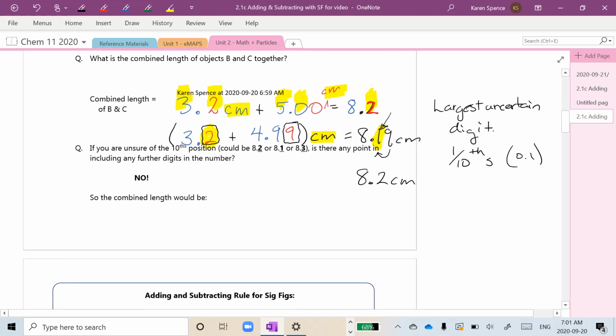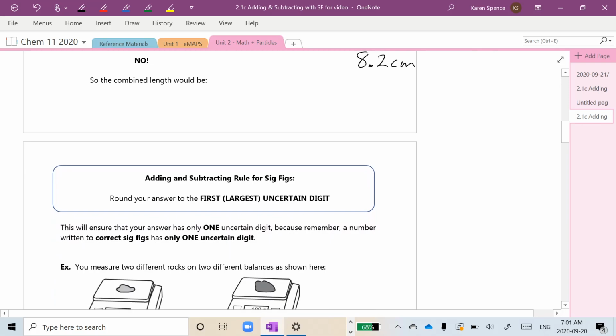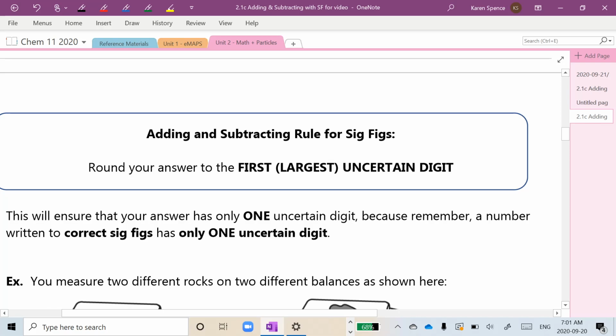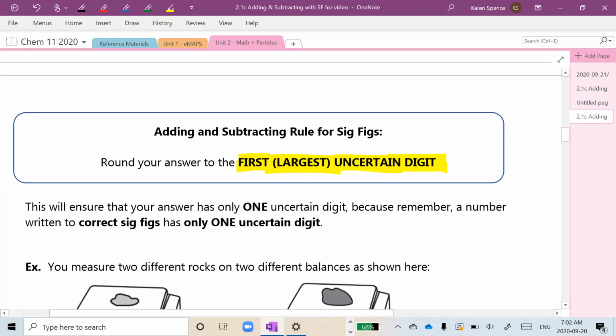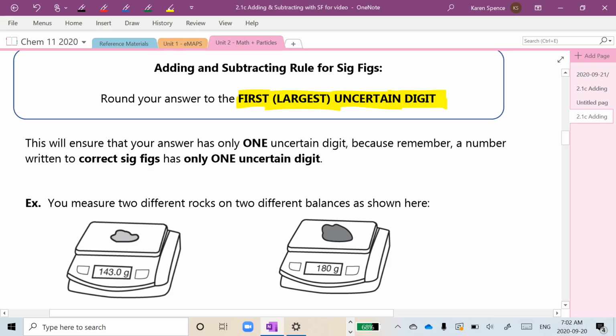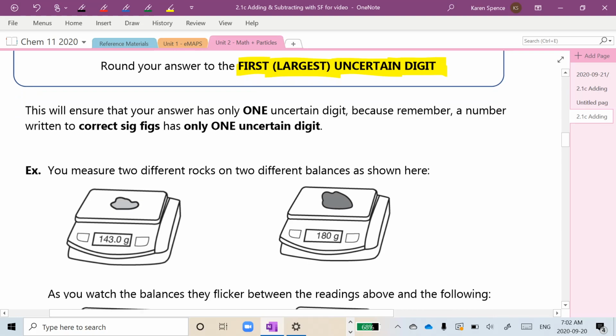And the moral of the story is that when you are adding and subtracting in sig figs, you are going to round your answer to the first uncertain digit, and that would be your largest uncertain digit. In the last question, it was the 10ths position, not the 100ths position. This will ensure that you have only one uncertain digit, because remember, you cannot have more than one uncertain digit to have correct sig figs.